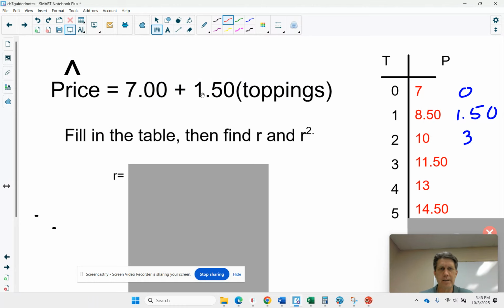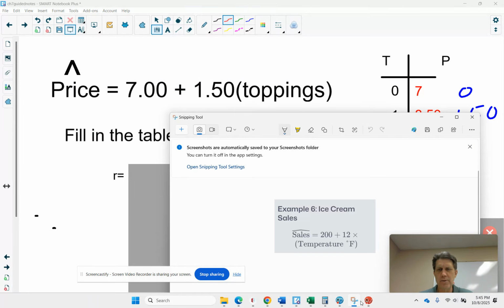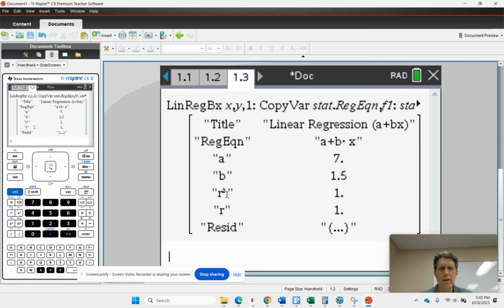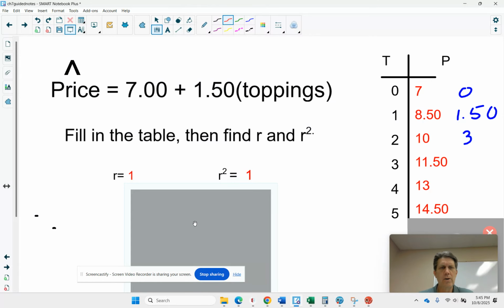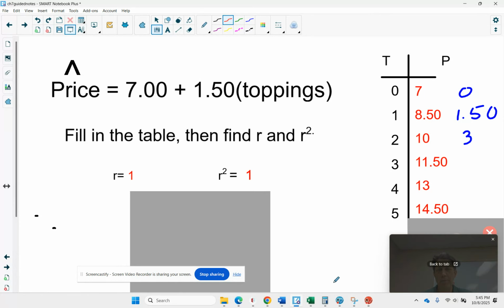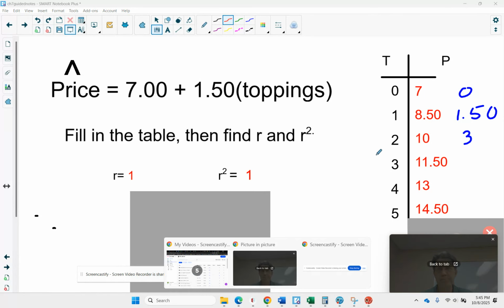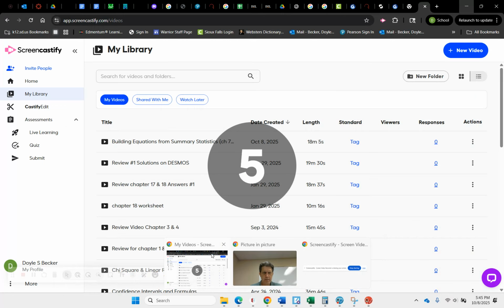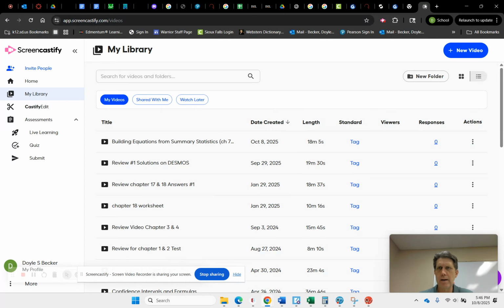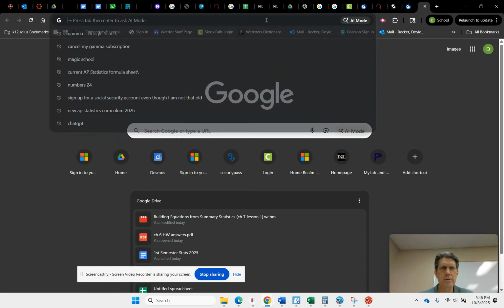Surprise, surprise, it gives us this exact value, and it gives us R and R squared, and R squared happens to be 1. Okay? Now, let's take this and let's do Desmos.